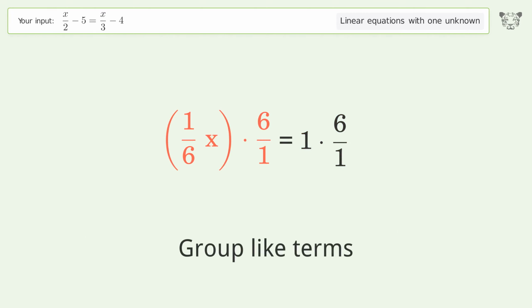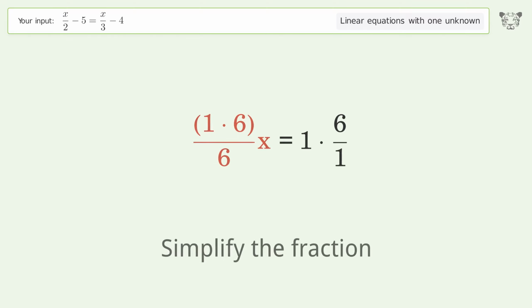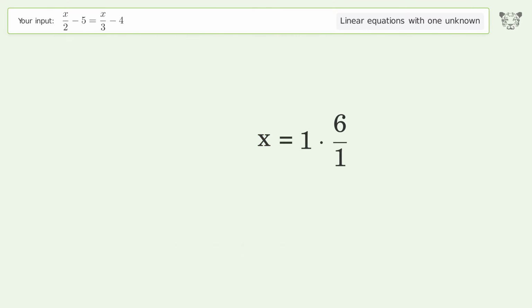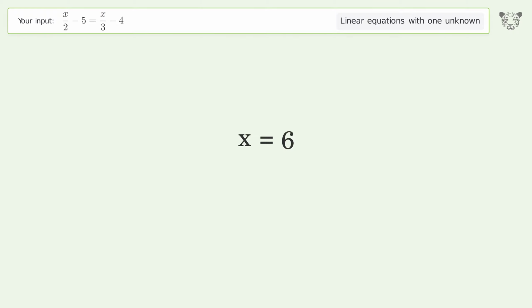Group like terms. Multiply the coefficients. Simplify the fraction. Simplify the arithmetic. And so the final result is x equals 6.